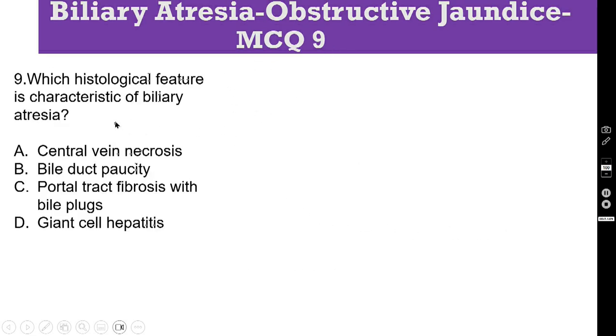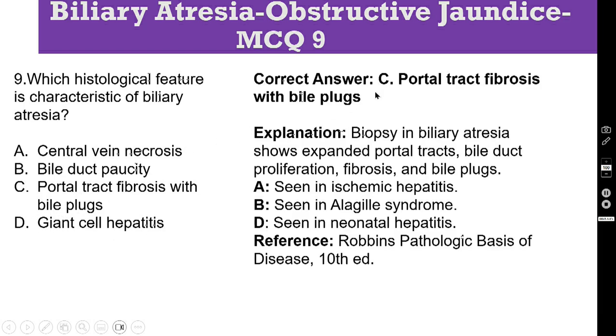Coming to MCQ number 9, which histological feature is characteristic of biliary atresia? A, central vein necrosis. B, biliary duct paucity. C, portal tract fibrosis with bile plugs. D, giant cell hepatitis. Correct answer is of course C, portal tract fibrosis with bile plugs.